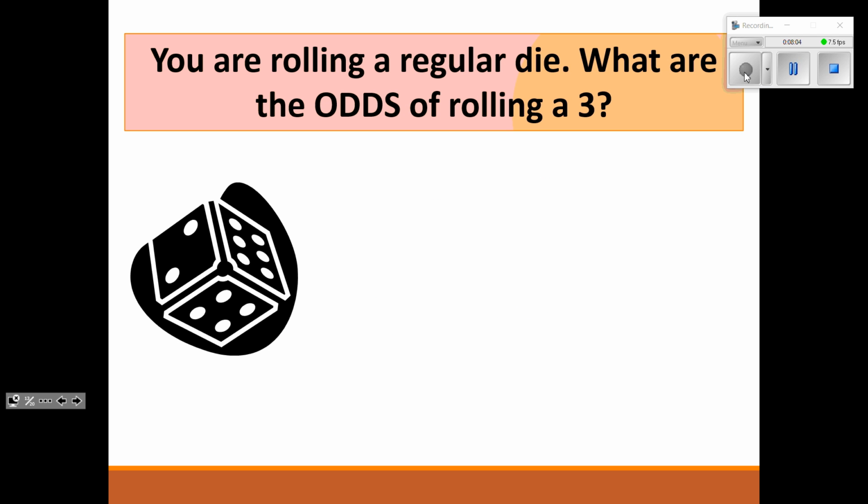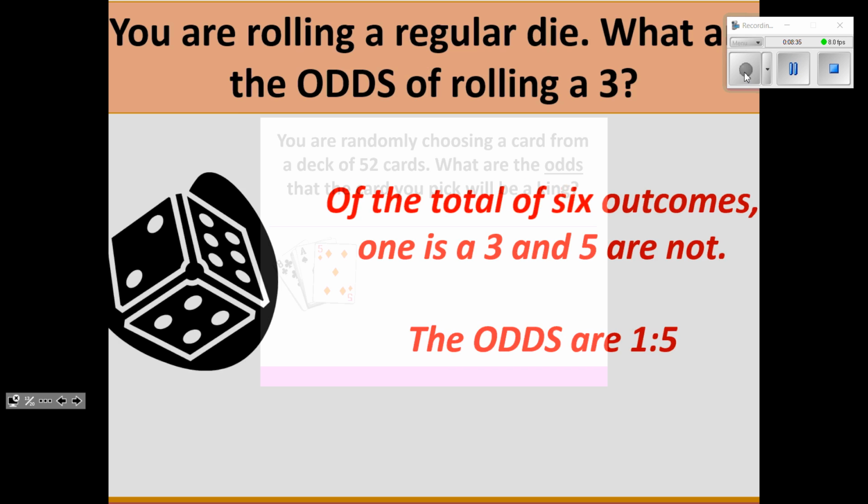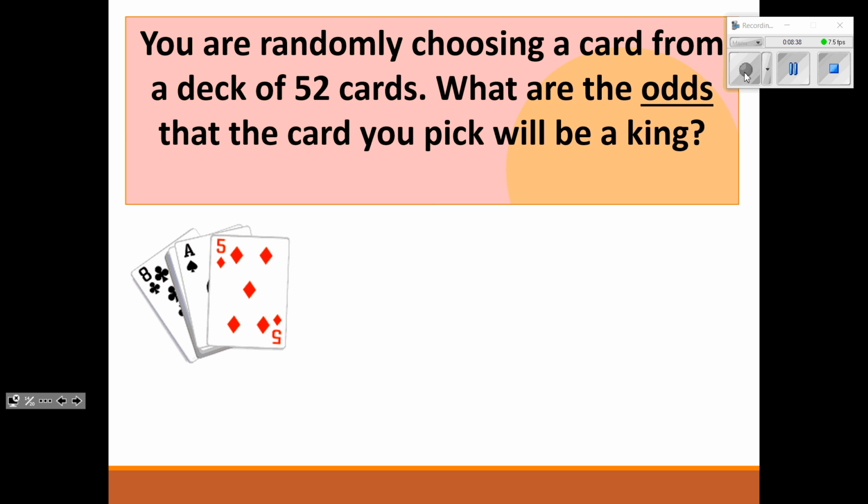You're rolling a regular die. What are the odds of rolling a 3? So how many can be a 3? 1. And then on the bottom, how many are not a 3? Well, there are 6 sides altogether. One of them a 3. 5 are not 3s. This is called the unfavorable. So up here, these are our 3s. These are our not 3s. Favorable to non-favorable. So our odds are 1 to 5. And we just say 1 to 5. We do not turn that into a percentage.